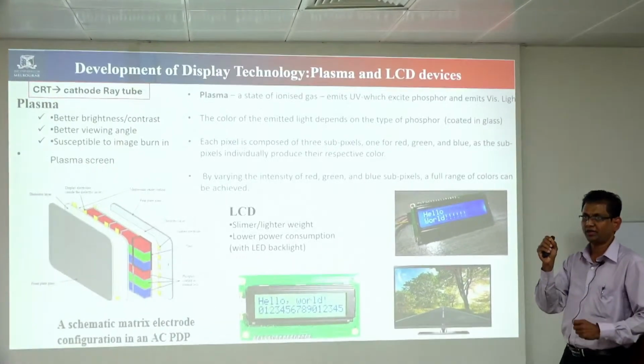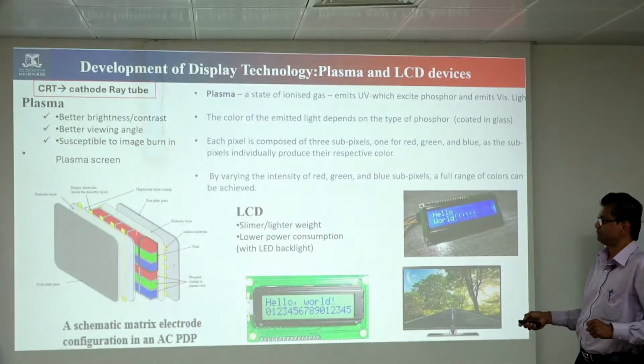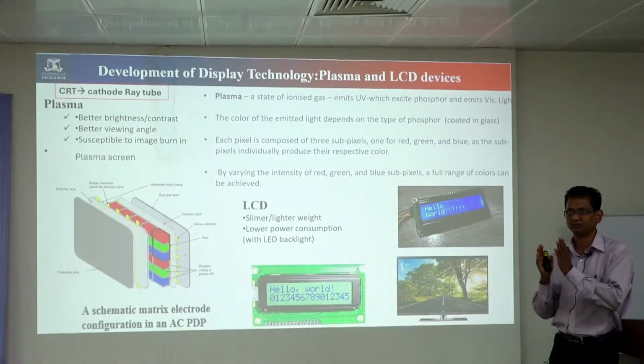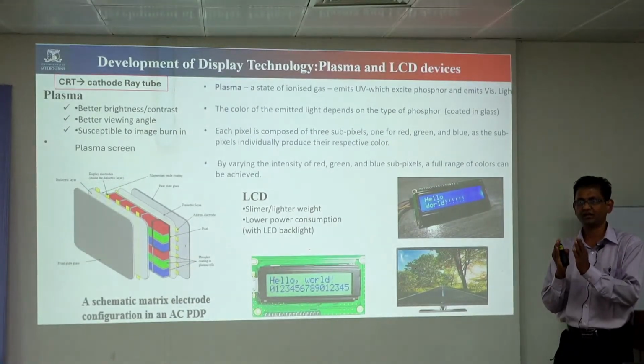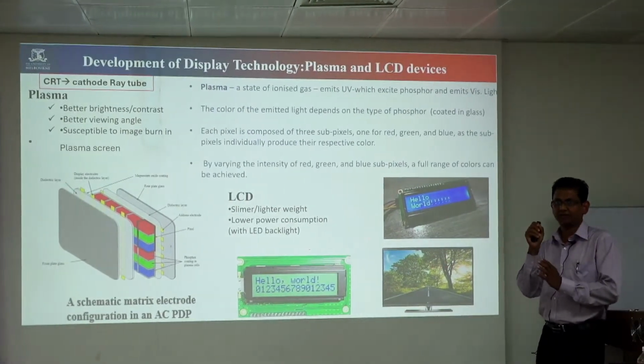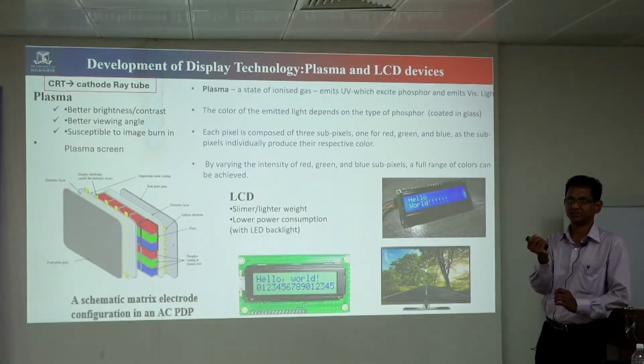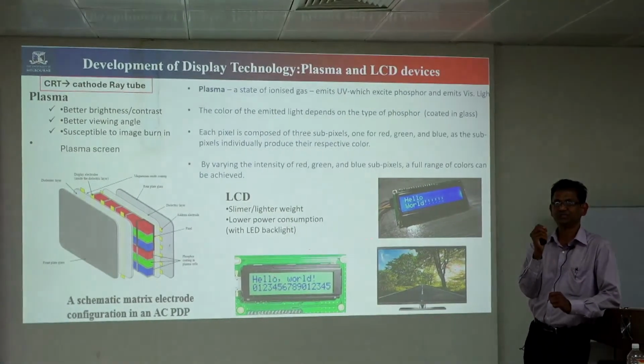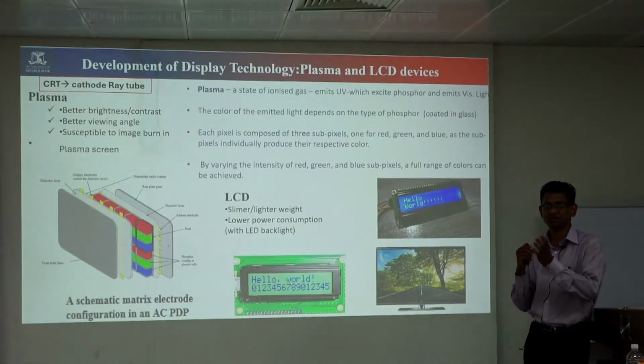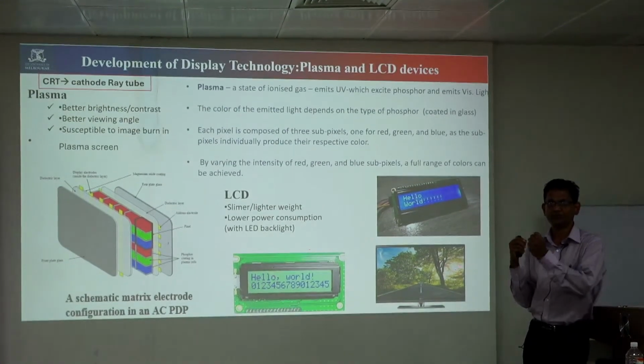The plasma cell is also coated with phosphor material, which is a fluorescent material. When the UV light hits the phosphor material, it will emit radiation. The color depends on which phosphor you are using. According to the phosphor, we get different radiations.